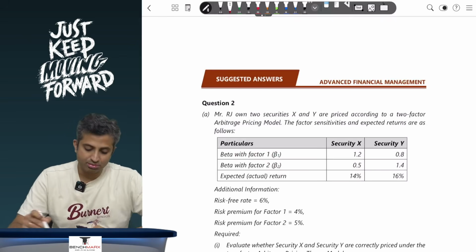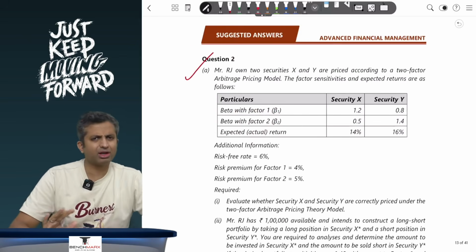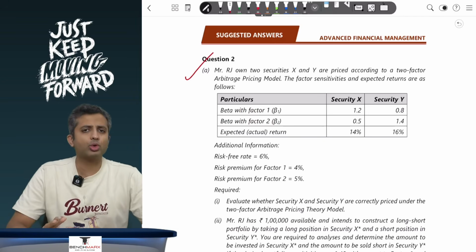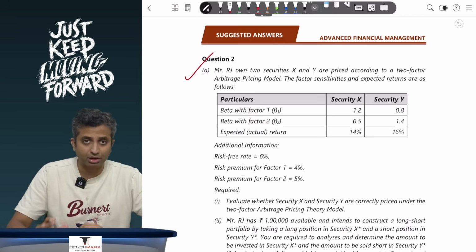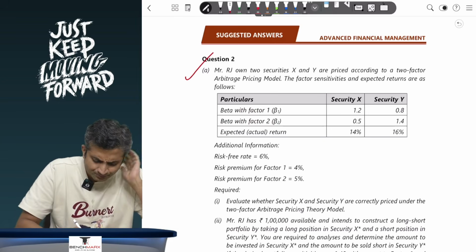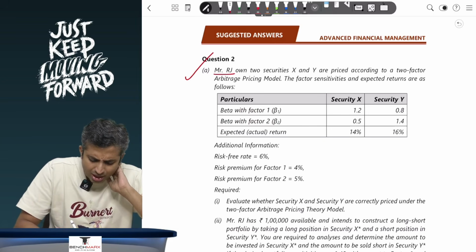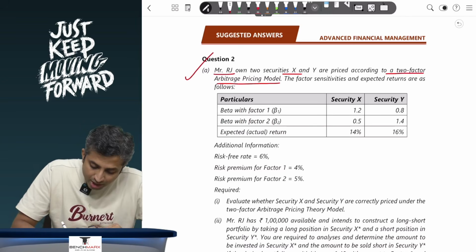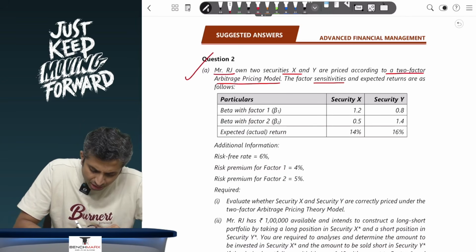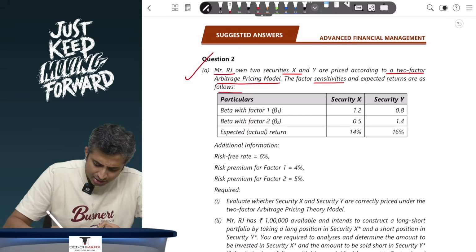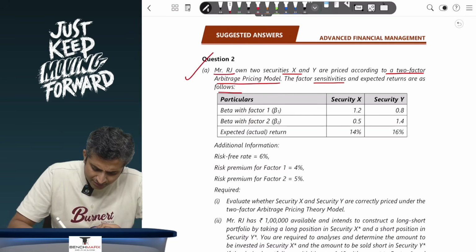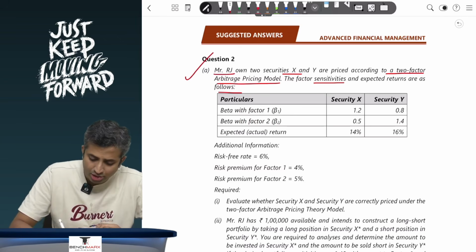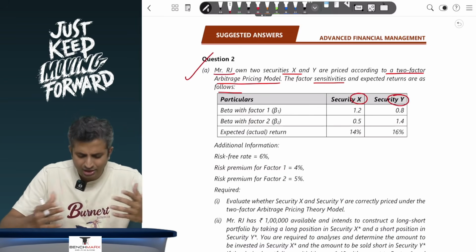Next, we look at question number 2. At the beginning, there is a relatively easier question when we look at arbitrage pricing theory or multi-factor model from the portfolio management section. Let us review. Mr. RJ owns two securities X and Y which are priced according to a two-factor APT, clearly given that these are as per APT. The factor sensitivities and expected returns are as follows. So you have been given the factor sensitivities, the beta for these factors, and the expected or the actual return of the security. So whether expected and actual are one and the same.